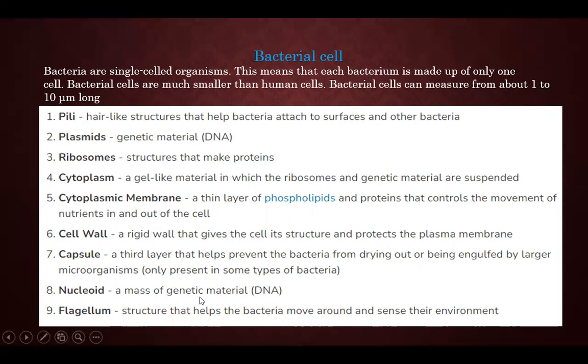Nucleoid is the chromosomal DNA, the actual DNA of the cell, and the flagellum is the structure that helps the bacteria to move around and sense the environment. So this is all about the bacterial cell. I hope it is clear.